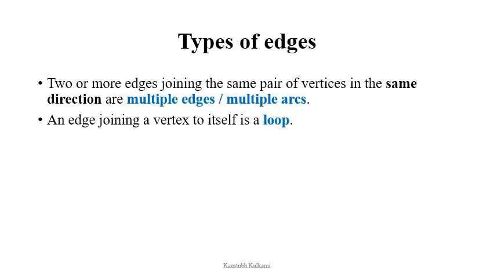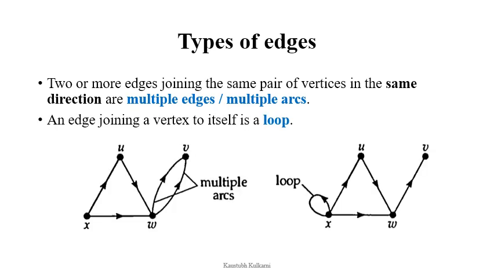An edge joining a vertex to itself is again a self loop. As you can see from the example, if they are in the same direction, then there are multiple arcs or multiple edges. If they are in opposite direction, then this graph will still be a simple graph.